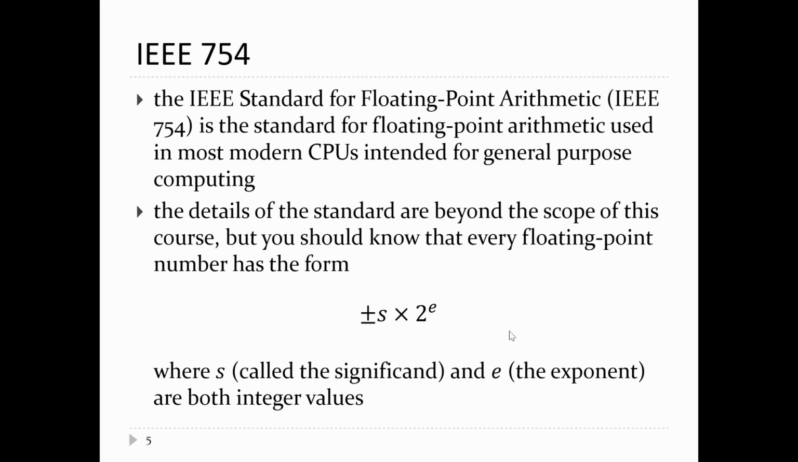Every floating point number has the form plus or minus s times 2 raised to some exponent e, where s is an integer value and that exponent is also an integer value. The exponent can be negative. If the magnitude of the number is less than 1, between 0 and 1, then that exponent has to be negative. So remember, s is an integer, e is an integer.